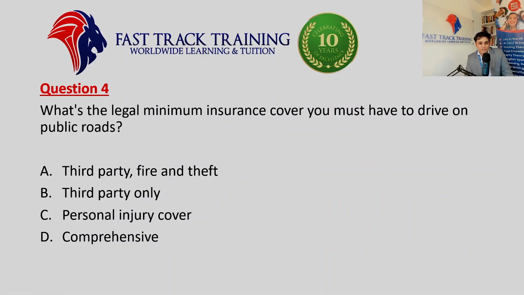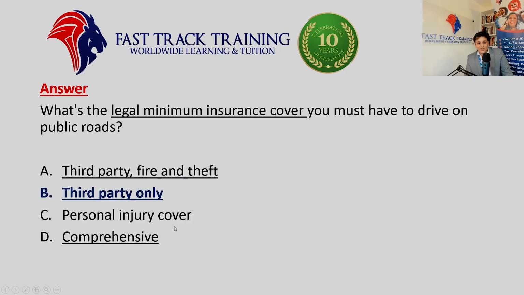What's the legal minimum insurance cover you must have to drive on public roads? Third-party fire and theft, third-party only, personal injury recovery, or comprehensive? Correct answer is third-party only. So there are 3 types of insurance covers. Third-party only, which is the minimum. Third-party fire and theft, which is affecting the other person's car and fire and theft. A third party means like another car.